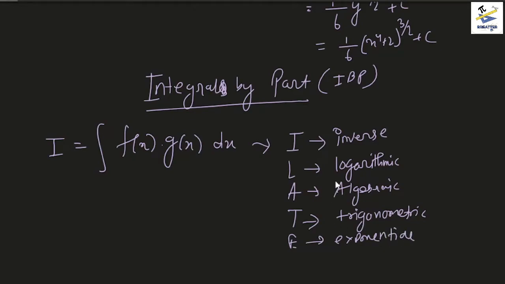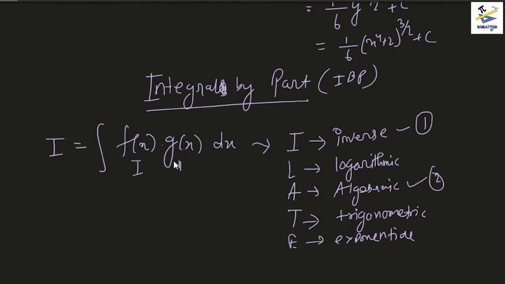So why is this order important? This order is to choose the function: if there are two functions in multiplication form, one of them inverse and the other algebraic, then you would take the inverse function as the first function and the algebraic as the second function. So if the function is higher up on the list, you would name it as function 1 and the other one would be function 2.